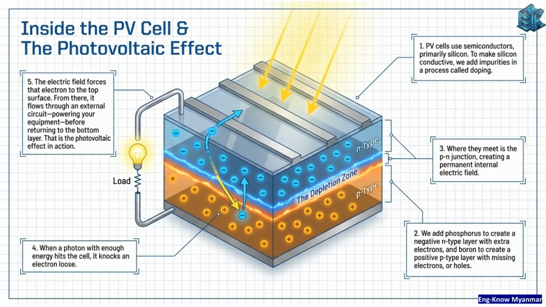Inside a PV cell, the N-type and P-type layers meet at the P-N junction, creating a permanent internal electric field. When a photon hits the cell with enough energy, it knocks an electron loose. The electric field forces the electron to the top surface, where it flows through an external circuit, powering your equipment. This is the photovoltaic effect in action.